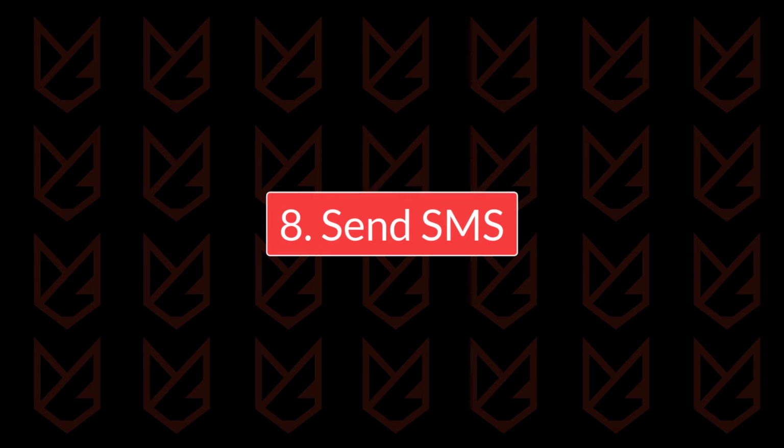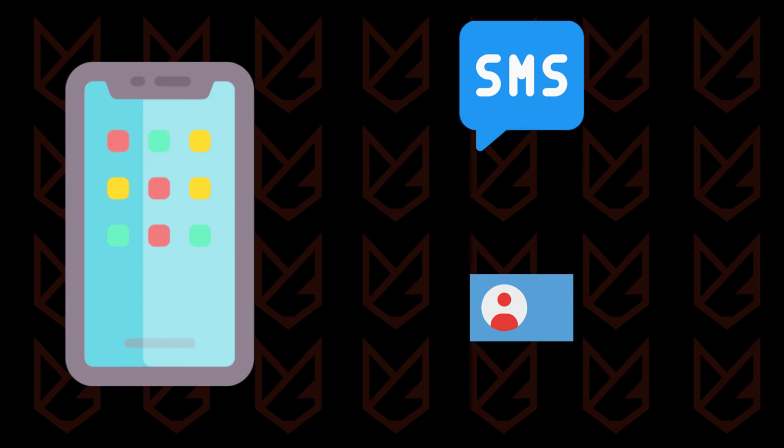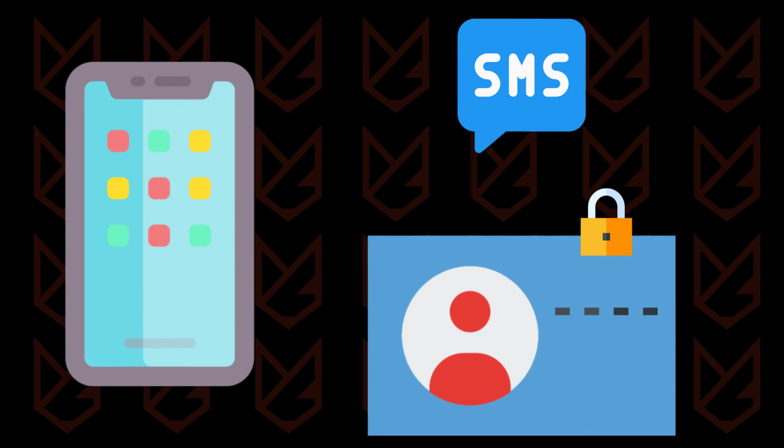Send SMS. This is even more critical. Most online services use OTP to authenticate. A rogue app with access to your SMS can easily access your privileged accounts, so beware.